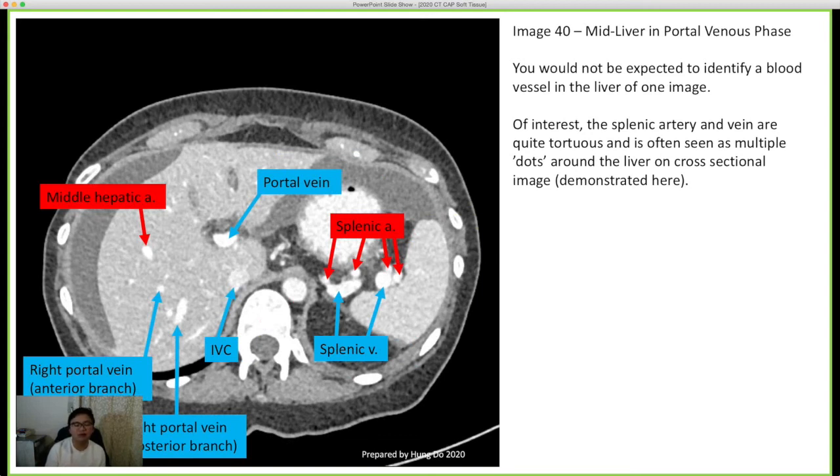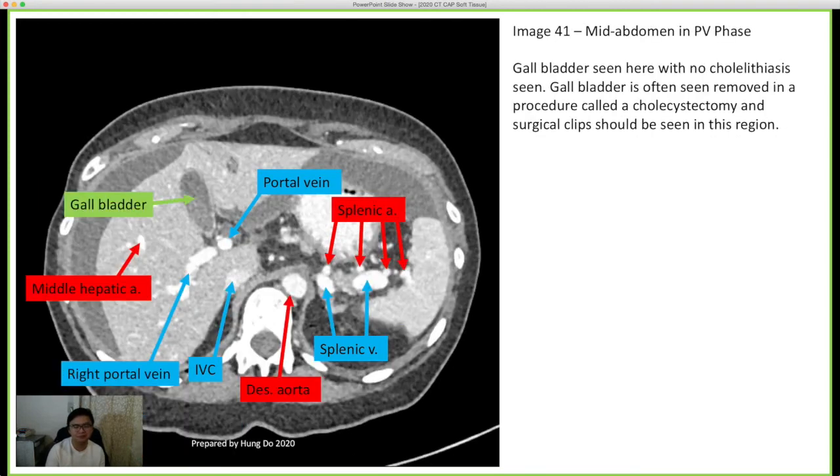Another thing that is of interest to the spleen itself is that both the splenic artery and the splenic vein are very tortuous in nature. They have this squiggly-like trajectory from the spleen to the respective aorta offshoot or to confluence with the portal vein. So it's not uncommon to see the splenic artery in this kind of appearance here. As we move further down, you can see the gallbladder there with a nice gallbladder wall. And further down, you can start seeing the IVC.